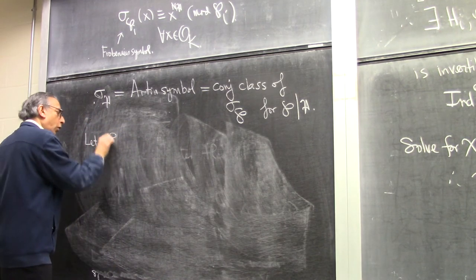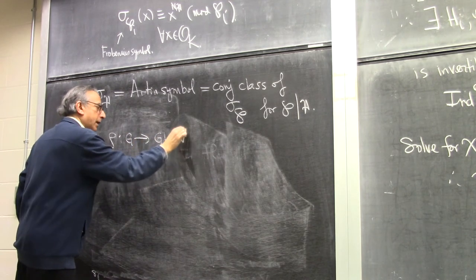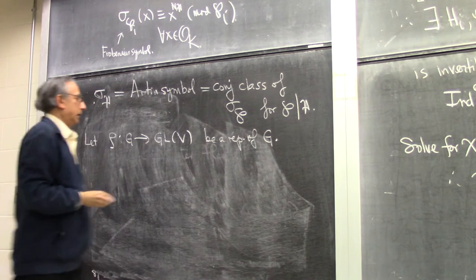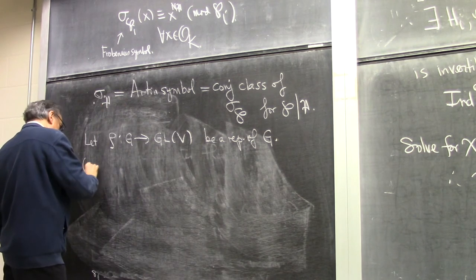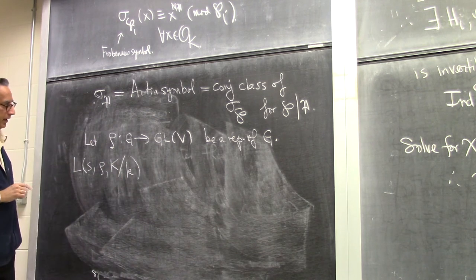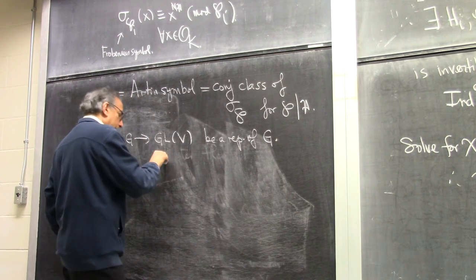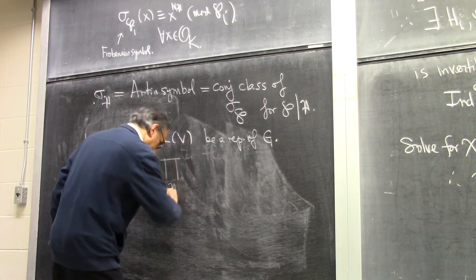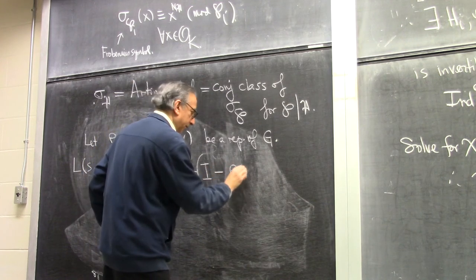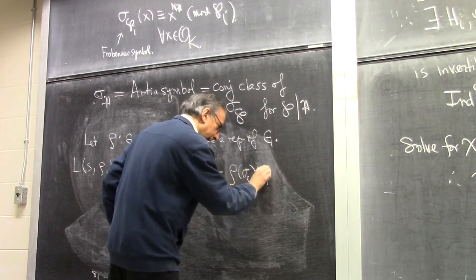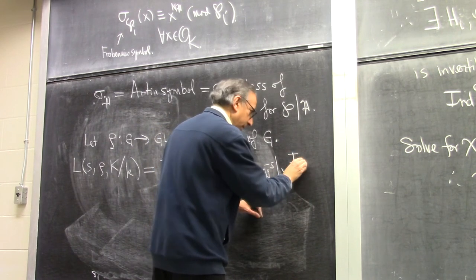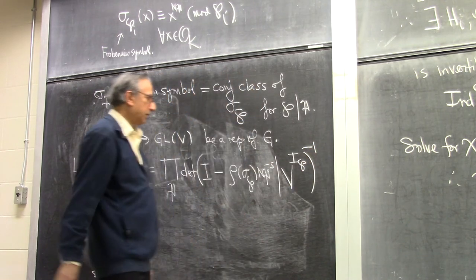So let rho be a representation of G. We will define the Artin L series attached to rho. It's a function of s, and of course it's determined by this Galois extension, capital K over little k. L(s, rho, K/k) is equal to an Euler product over all the prime ideals P of the inverse of the determinant of the identity matrix minus rho of sigma P times norm P to the minus s, acting on the vector space fixed by the inertia. So let me try to explain all these things.